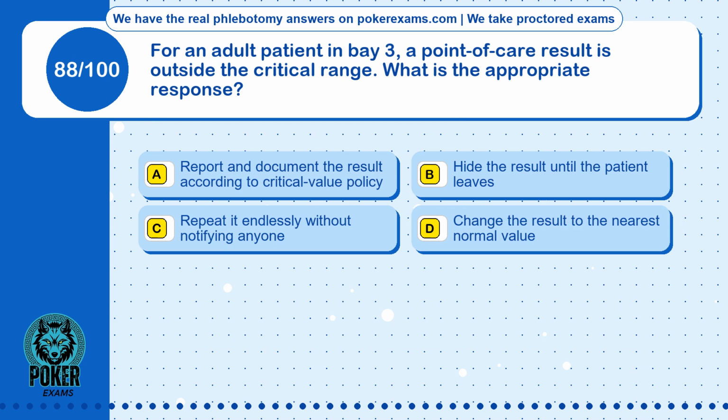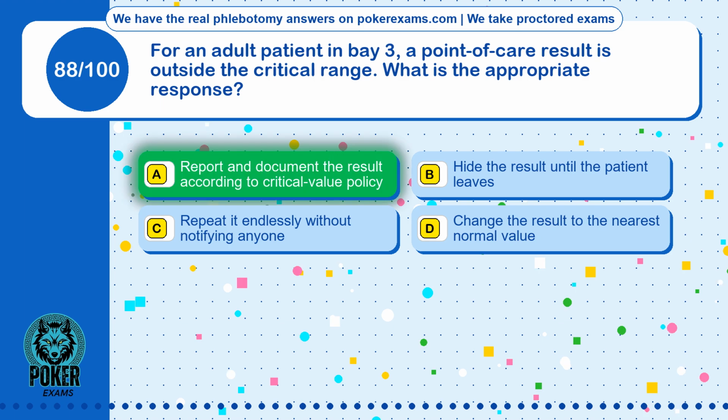Question 88. For an adult patient in Bay 3, a point-of-care result is outside the critical range. What is the appropriate response? Option A. Report and document the result according to critical value policy. Option B. Hide the result until the patient leaves. Option C. Repeat it endlessly without notifying anyone. Option D. Change the result to the nearest normal value.